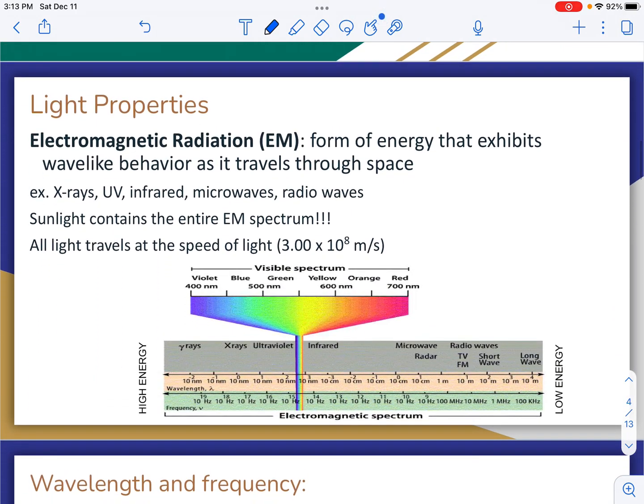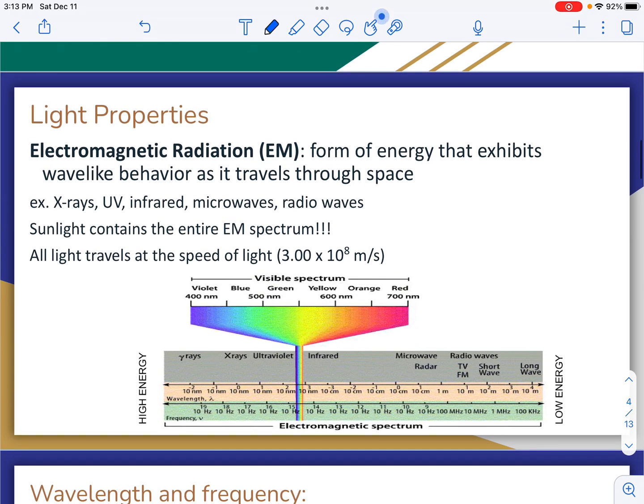So the electromagnetic spectrum, or the electromagnetic radiation spectrum, spans all the way from X-rays and gamma rays to radio waves, etc. And it's a form of energy that has wave-like behavior as it travels through space, and all light, regardless of the wavelength, regardless of the characteristic, travels at the same speed. This is rounded here at 3 × 10⁸ meters per second. You probably put in your notes the non-rounded number, which would be 2.998.